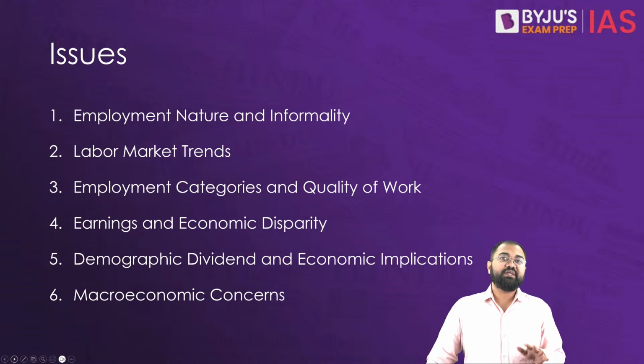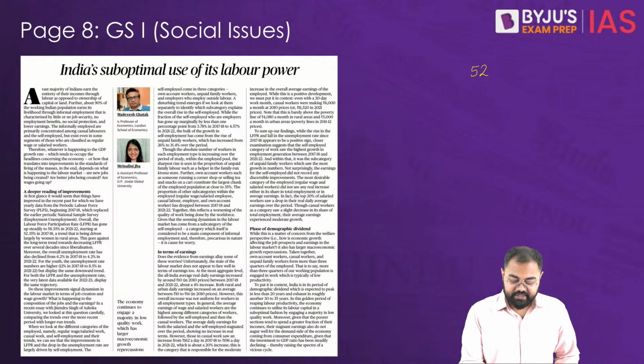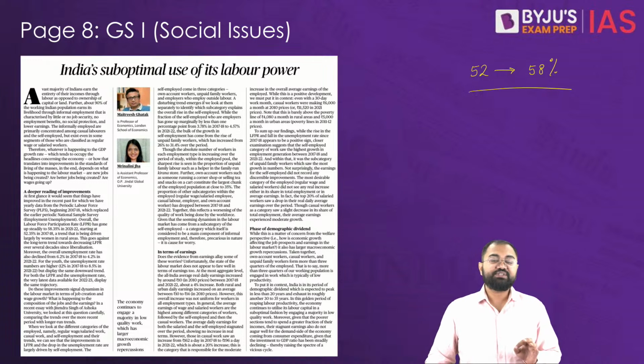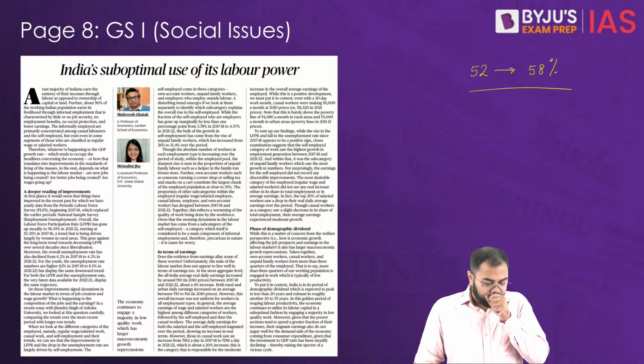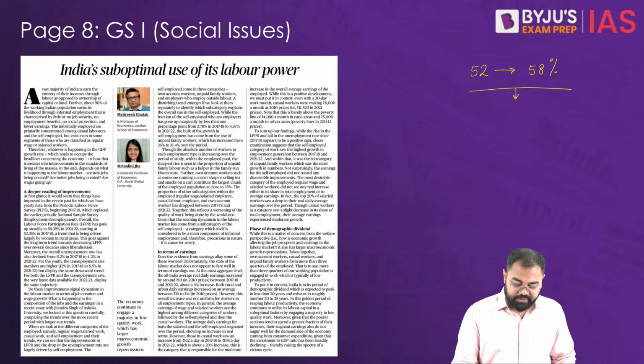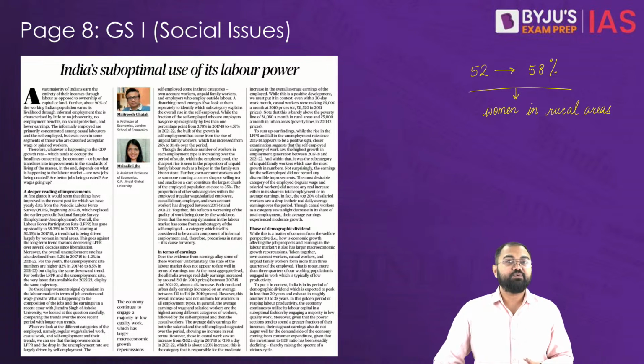So recent data from the Periodic Labor Force Survey is saying that there has been an increase in the labor force participation rate between 2017 to 2022, and it has increased from approximately 52% to approximately 58%. So this is what the data says, and this has been largely driven by women in the rural areas. So there has been a rise in opportunities for women in the rural areas. So this is exactly what it has been saying.